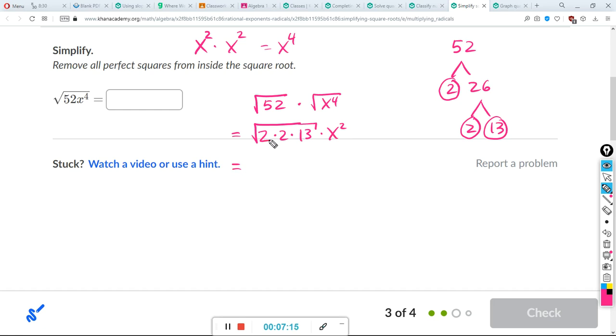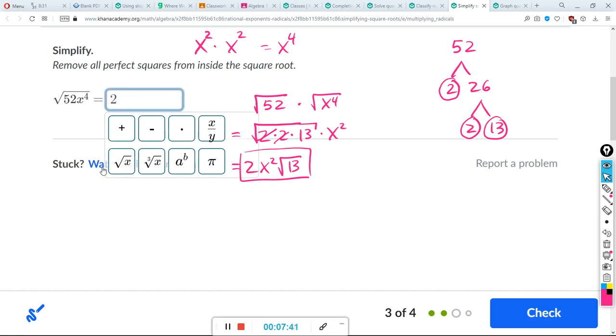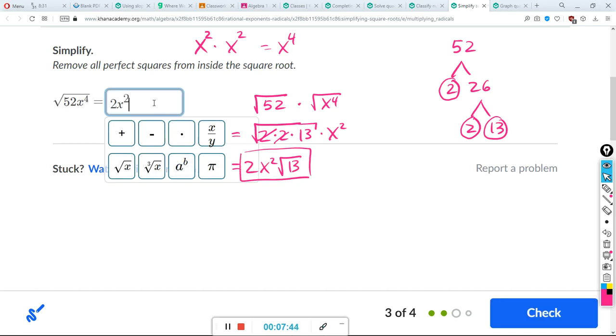So under the square root, if you have the same number multiplied by itself, you just factor it out. The square root of 2 times 2 is just 2. We have our x squared. And the only thing left over is radical 13. So 2x squared radical 13.